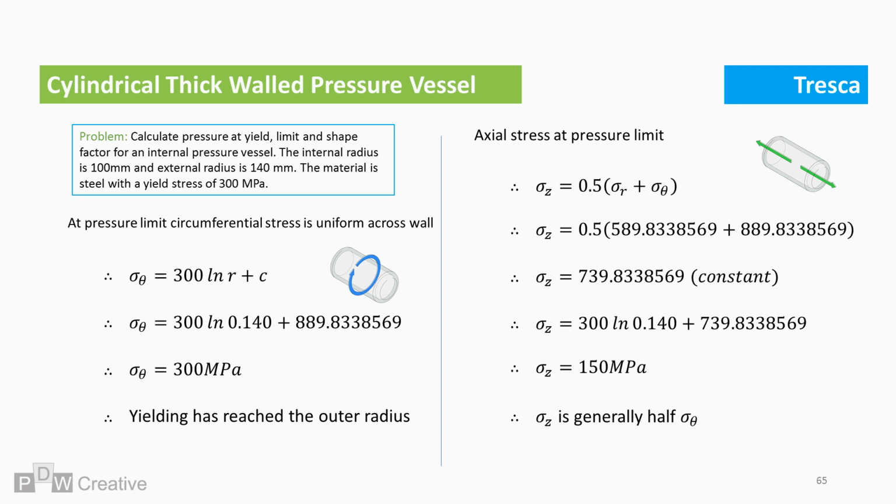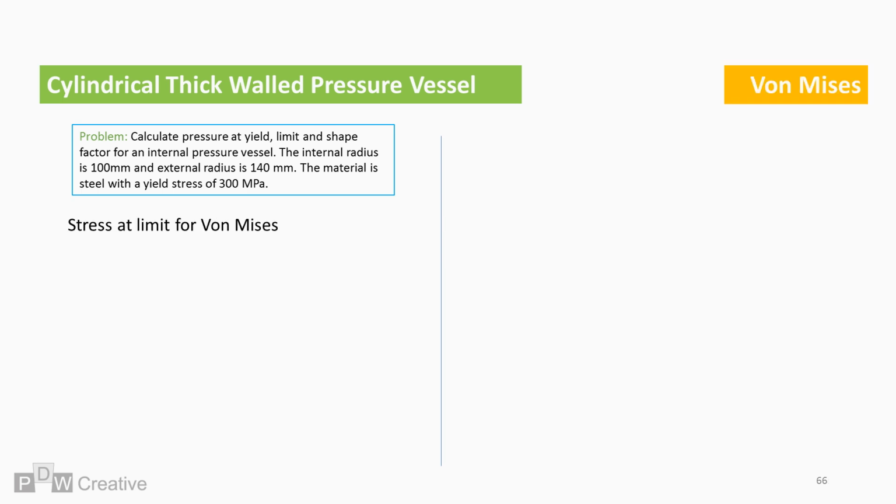This is a good indicator as to why it is sometimes said a cylindrical pressure vessel will fail at the diameter wall rather than at either end. The axial stress is generally half of the circumferential stress at the pressure limit. For Tresca, our limit pressure was 100.94 megapascals, based on radial stress. We worked out axial and circumferential stresses in addition, but as stated before, von Mises is more accurate.